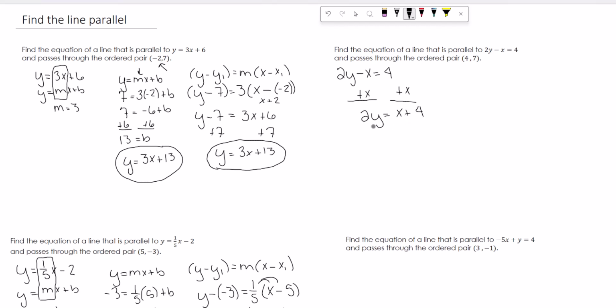Now I need to get y by itself. I'm going to divide each piece by 2. We'll have y equals 1/2 x plus 2. All right. Now, what is the slope of that line? y equals mx plus b, and our slope is 1/2.